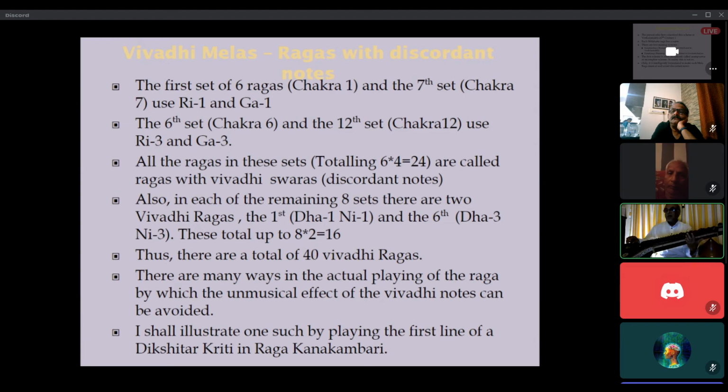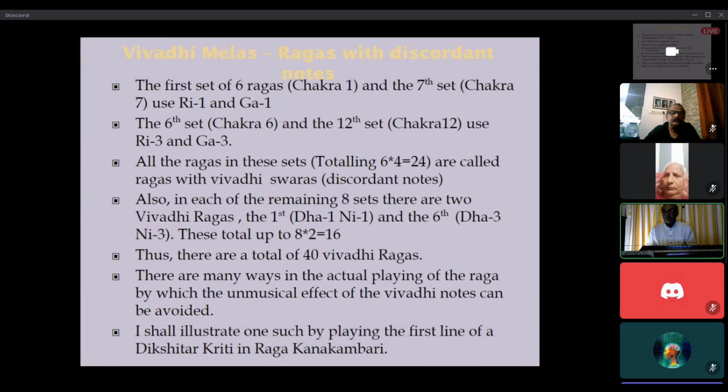And to the untrained ear as well as to the trained ear, this does not sound musical. We will come to how to make it musical a little later. But this is called Vivadi. So now this first chakra is Vivadi. Naturally, the mirror image of this with the Pratimadhyama also has to be Vivadi, which means with the second Ma. So therefore, you have two chakras which are fully Vivadi.